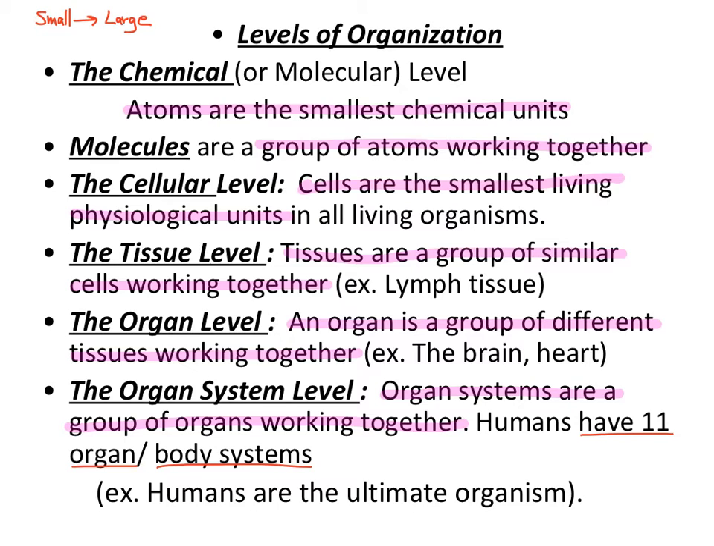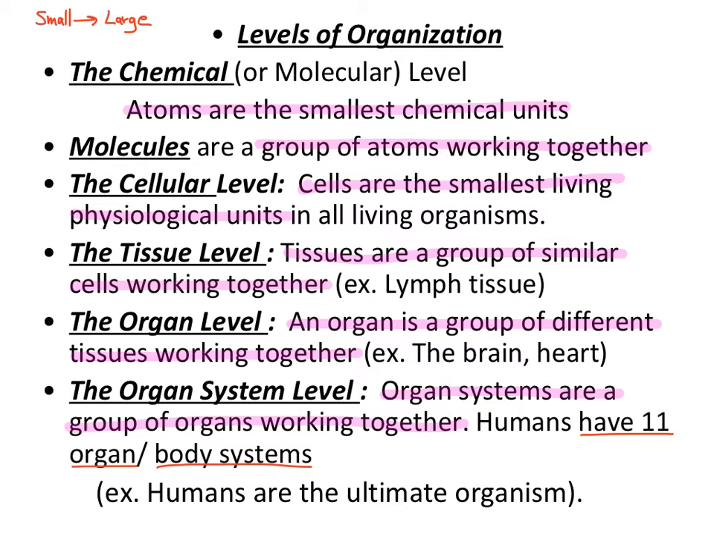Next would include the levels of organization, which is another one of our objectives. We're going to start from small to large. The first level is called chemical or molecular level. Remember that atoms are the smallest chemical units. Groups of atoms combine together to form molecules, and molecules is next. Then we go to the cellular level. Molecules make up organelles, and those make up cells. Cells are the smallest living physiological units.